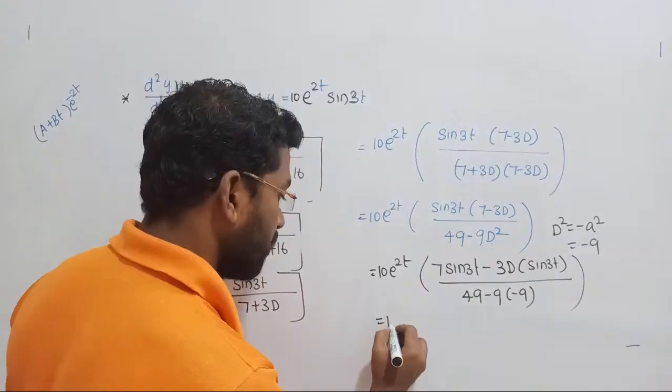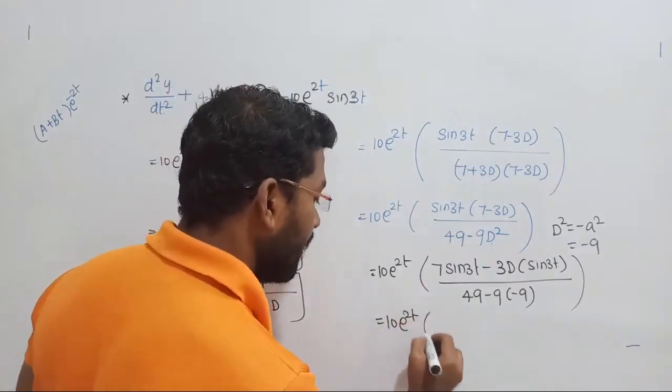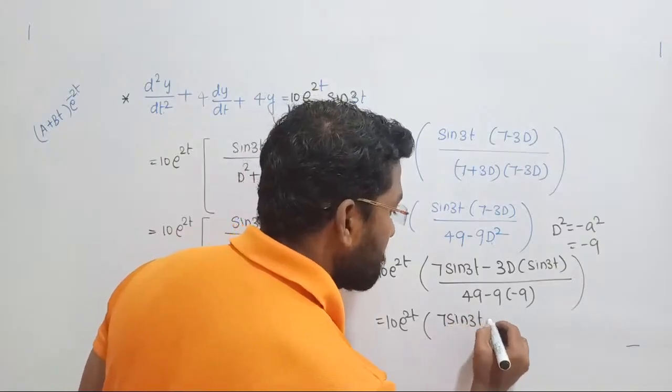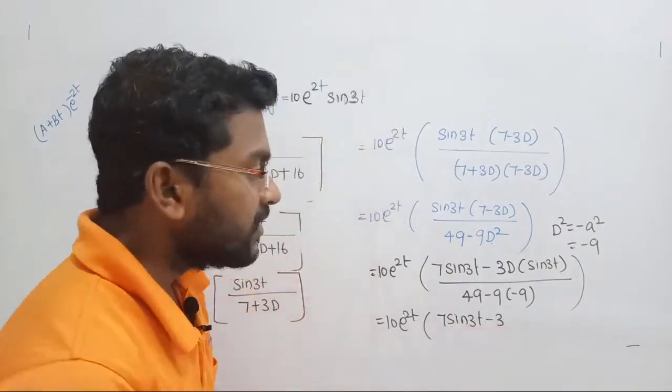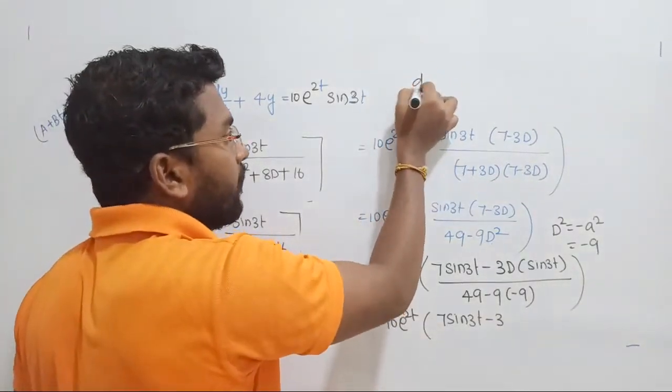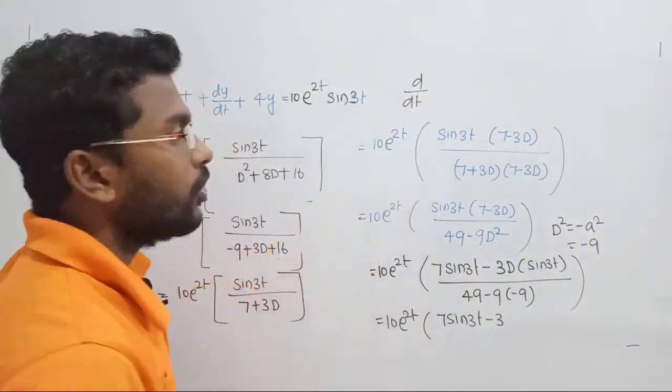What about the numerator? 10 into e power 2t into 7 into sin 3t. I don't have any problem. Minus 3 into... what can we substitute in place of d? Since d is an independent variable, that can be written as d by dt. Do you all agree with me?